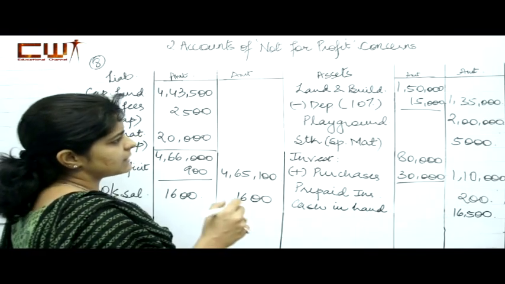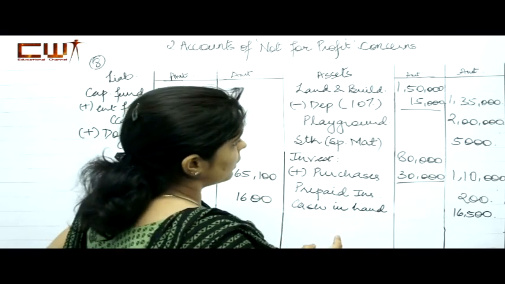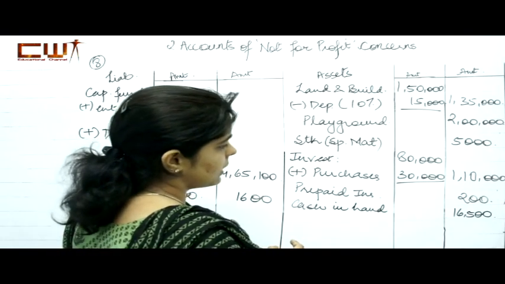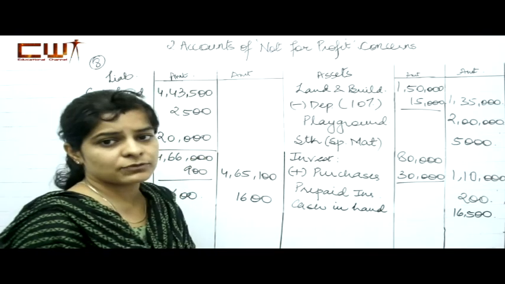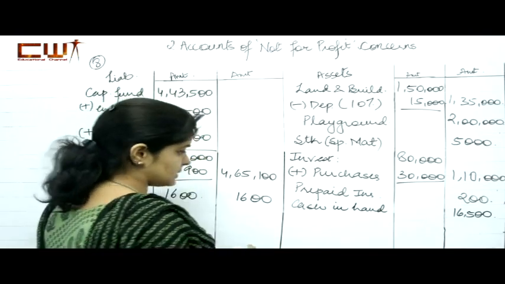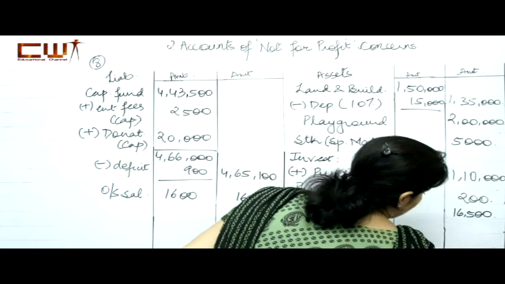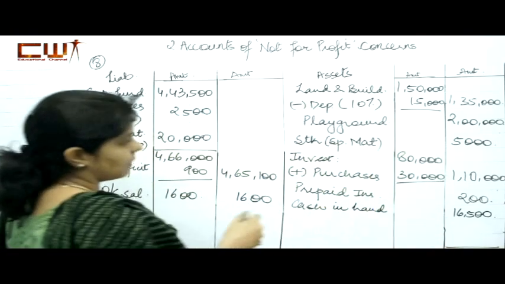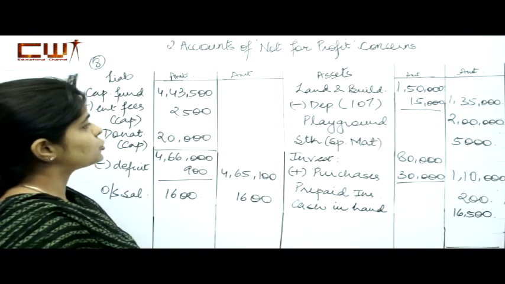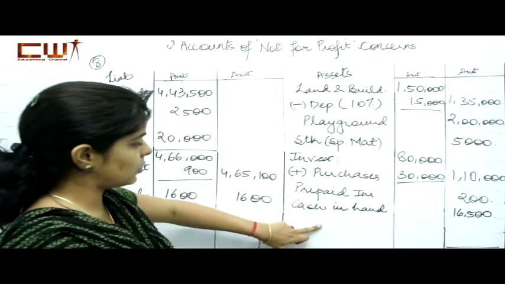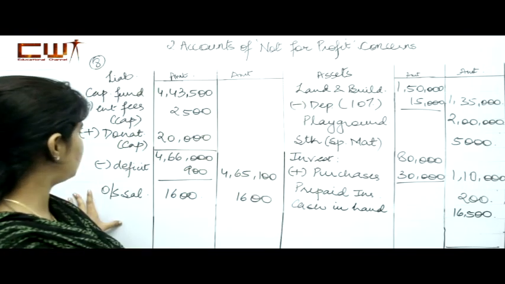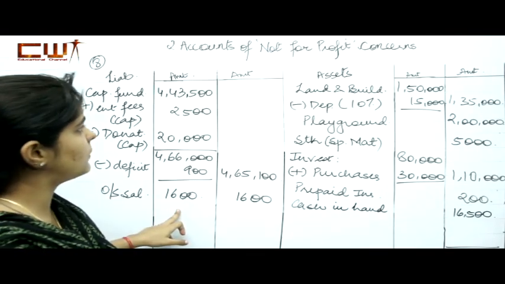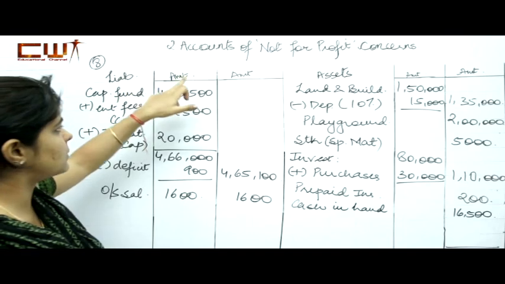Then you come on to the asset side. It's 1,35,000 plus 2 lakhs plus 5,000 plus 1,10,000 plus 200 plus 16,500. This will give you 4,66,700. That is the total of the balance sheet's asset side. So you have all the assets written on the asset side, and all the liabilities, the deficit and the outstanding items. So this is how your balance sheet will be prepared. This was the 8th numerical's balance sheet.